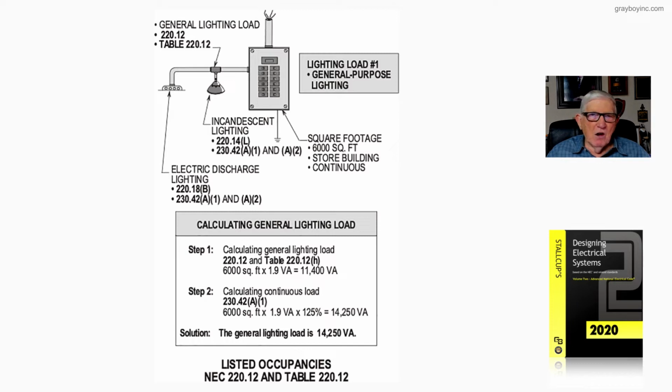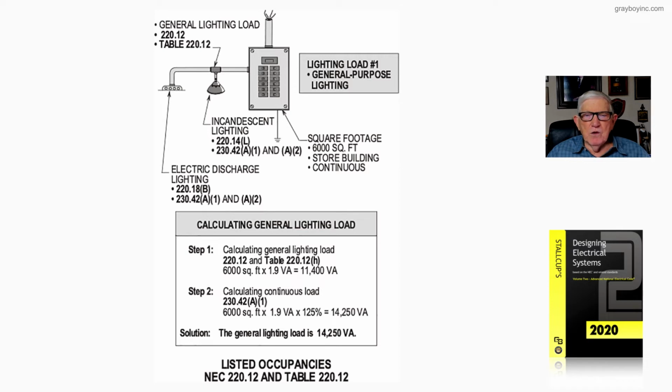Now let me call one thing out here to you. Some folks will take the 6,000 times 125%, 1.25, and come up with 7,500. Now which load is the largest? Well, the 11,400, 1.9 VA per square foot, is the largest load, and they'll take that.